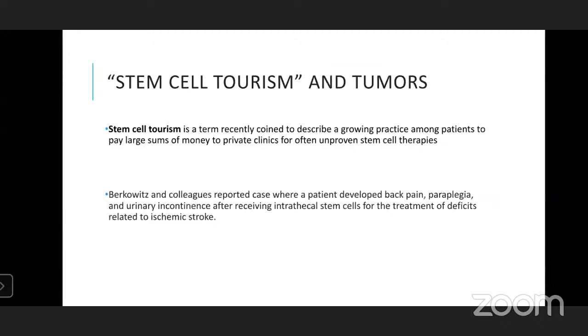A newly described term is stem cell tourism, a growing practice among patients to pay large sums of money to private clinics for often unproven stem cell therapies. One case was reported by Berkowitz and colleagues, where a patient developed back pain, paraplegia, and urinary incontinence after receiving intrathecal stem cells for the treatment of deficits related to ischemic stroke.